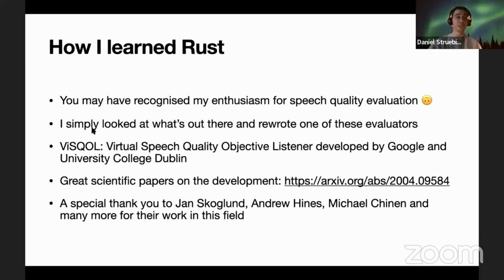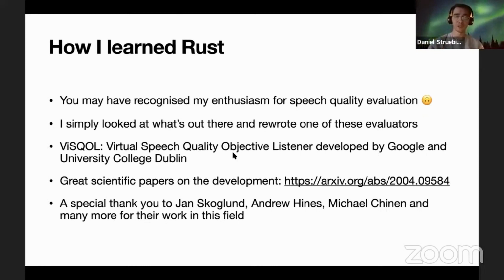The specific one that I rewrote is called VSQL, which is an abbreviation for Virtual Speech Quality Objective Listener. Rolls easily off the tongue. And yeah, it's been developed by Google and the University College Dublin, in Dublin in Ireland. There are some great scientific papers on the whole development. If you just type in Google VSQL in your favorite search engine, then it will spit out a multitude of different papers which go into the depth of how the score is actually being computed.